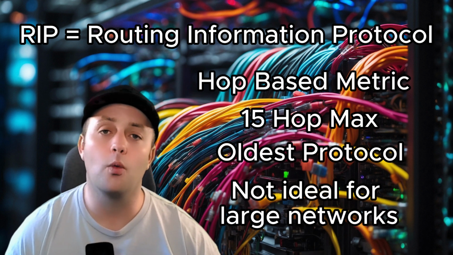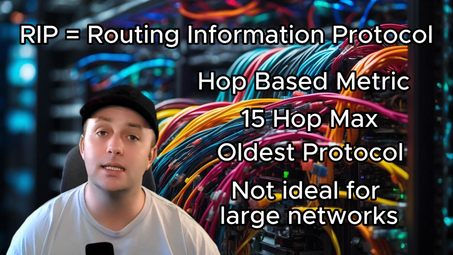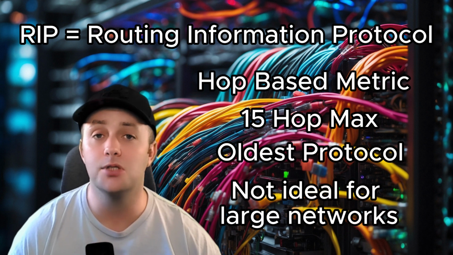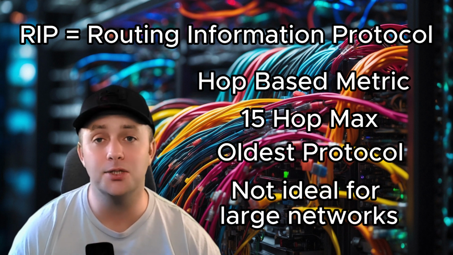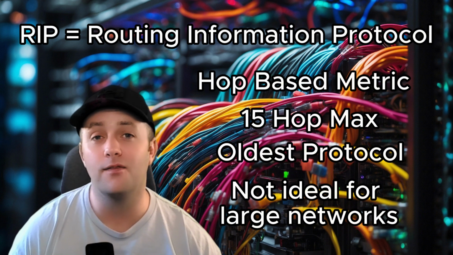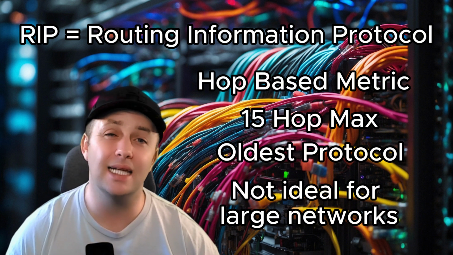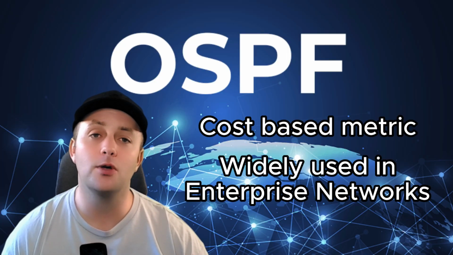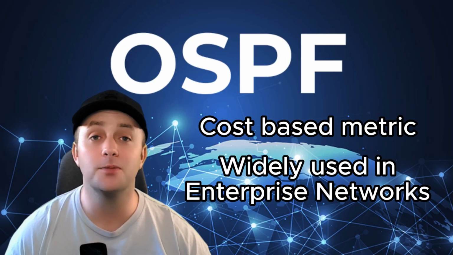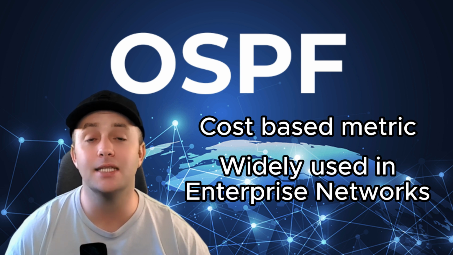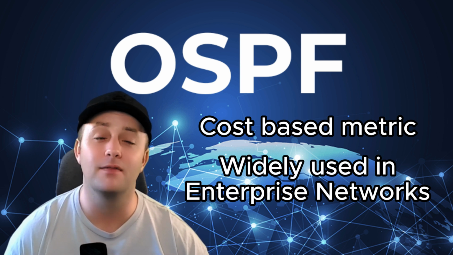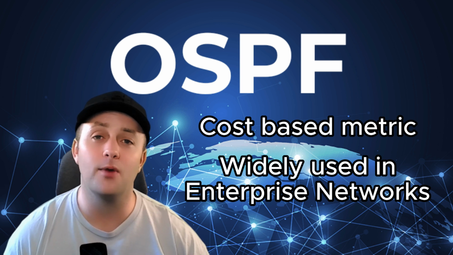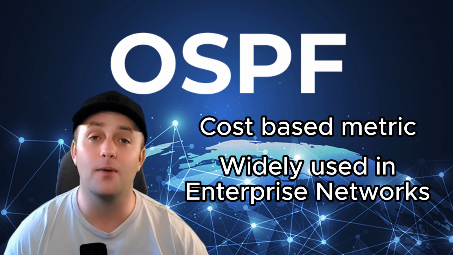RIP, or Routing Information Protocol, is the oldest routing protocol. It uses hop count as its only metric and has a maximum limit of 15 hops, which makes it less suitable for large networks. OSPF, or Open Shortest Path First, is a more advanced protocol that uses a cost metric based on bandwidth of the links. It's more efficient than RIP and is widely used in enterprise networks.